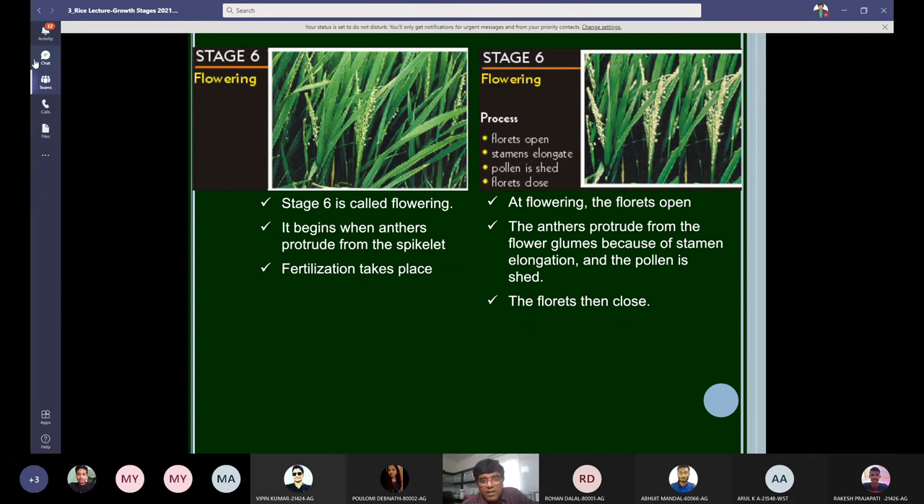Then fertilization takes place. At flowering, the floret opens. Floret means your spikelet will open. The anthers protrude from the flower glumes because of stamen elongation, and the pollen is shed. And then the floret immediately closes. And see, within the panicle, the pollination and fertilization will happen on different days, depending upon the part of the panicle: top 1/3, middle, and lower 1/3.